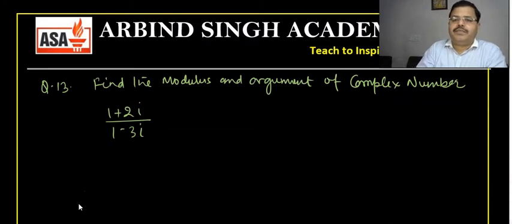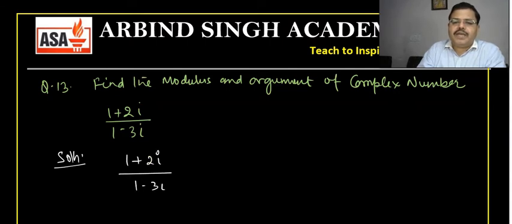Question number 13: find the modulus and argument of the complex number (1 + 2i)/(1 - 3i). First we should simplify this. Without simplifying even, we can find the modulus and argument, because modulus of Z1/Z2 is equal to modulus of Z1 upon modulus of Z2. But if you simplify it, it will be easy and you will be able to get it.